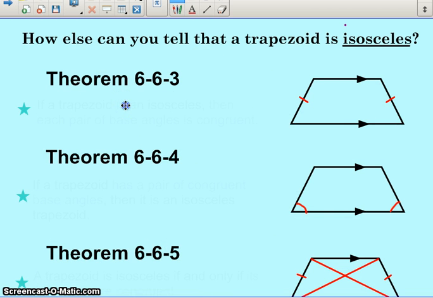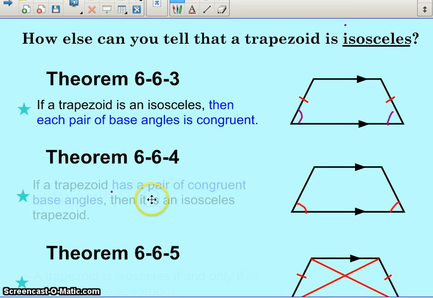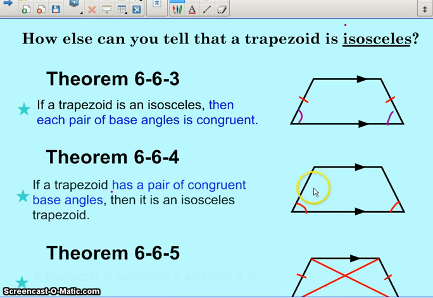Alright, so our theorems involved in this. If the trapezoid is isosceles, then each pair of base angles are congruent. So if we have these marked, then we know that this would be congruent with this. And this one's going to tell us the same information, but going backwards. It says if our base angles are congruent, then we know it's an isosceles trapezoid, which would be this is congruent to this.